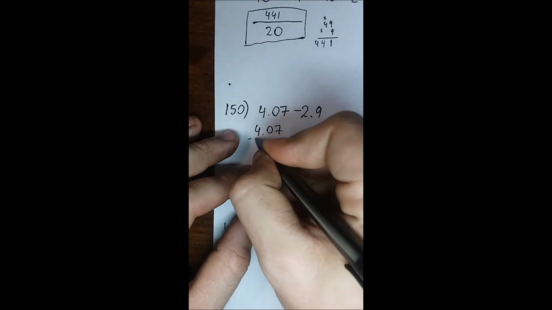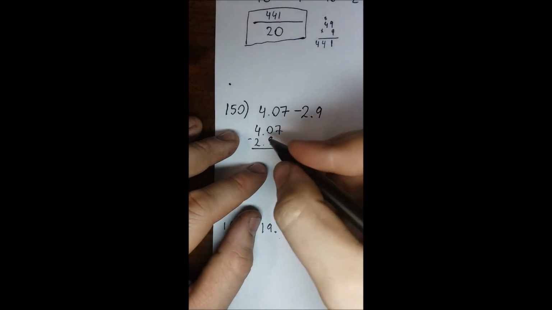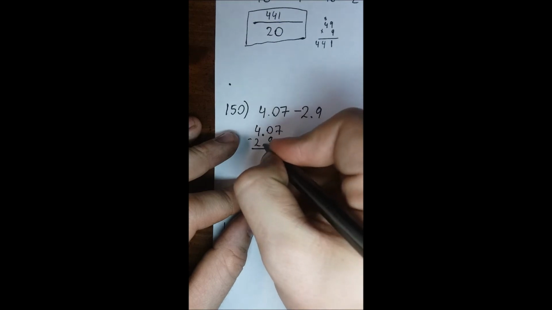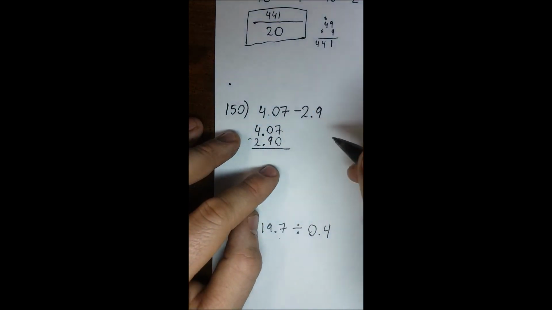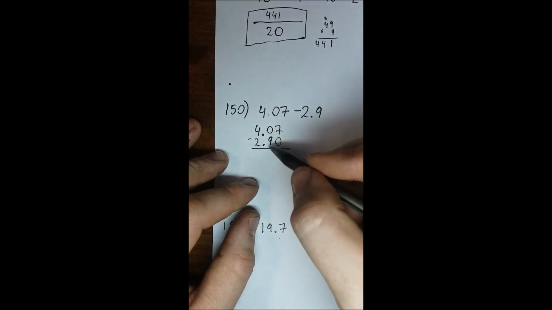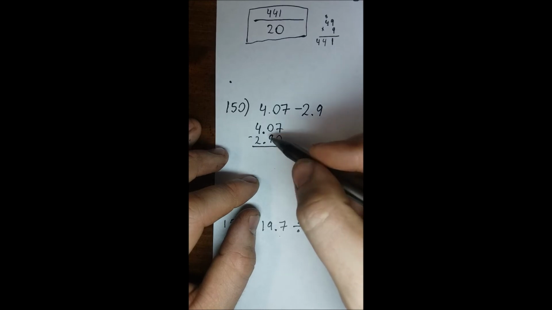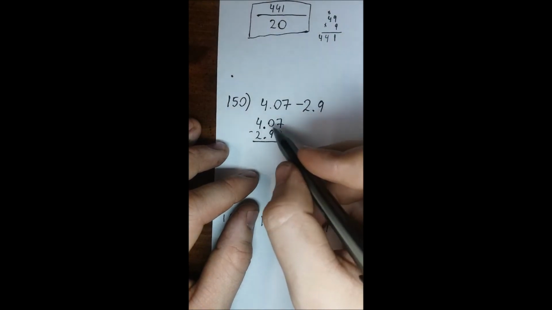4.07 minus 2.9. Keep in mind that we need to align the decimals, and any space after the decimal we can fill with a bunch of zeros. And so right here, since we're dealing with 3 digits, we're going to have to do the 3 digits in the second number. So check this out.